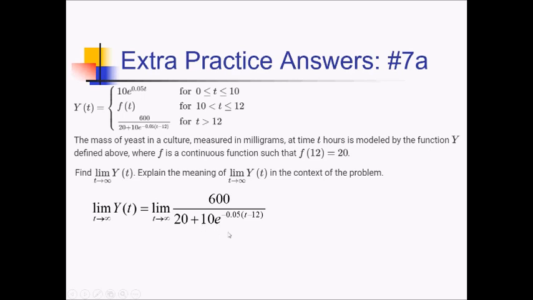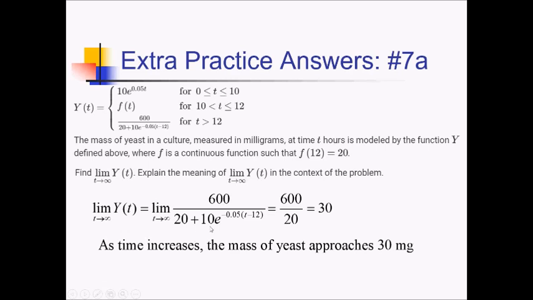This 10 over e fraction becomes infinitely small. So we can rewrite this whole thing then as 600 over just 20, because again, this exponential term is going to 0. And 600 over 20, if you wanted to, you could reduce that to 30. So that's going to be, since we're talking about the output for the y function, milligrams. So 30 milligrams. So our limit is telling us that as time increases, the mass of yeast is approaching 30 milligrams.